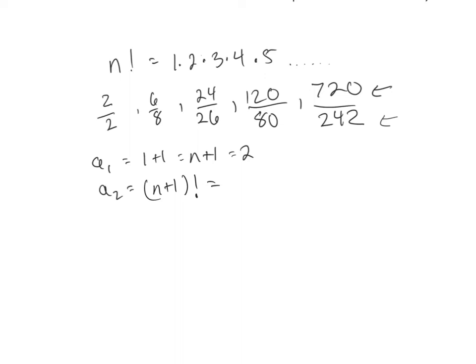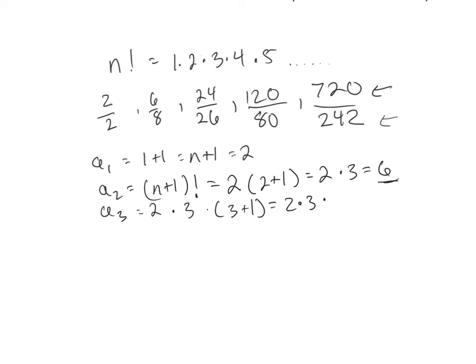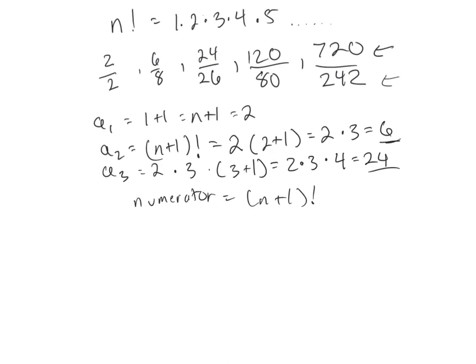So that means that you factorial, you do the first number and the second number. So a sub 1 would be 2. And now you multiply that with the second one, which is 2 plus 1, which is 2 times 3, which gives me 6. A sub 3, you do 2 times 3 plus 1. That gives me 2 times 3 times 4, which gives me 24. So my numbers are currently lining up. So I imagine my numerator is going to be n plus 1 factorial. But let's think about my denominator though.